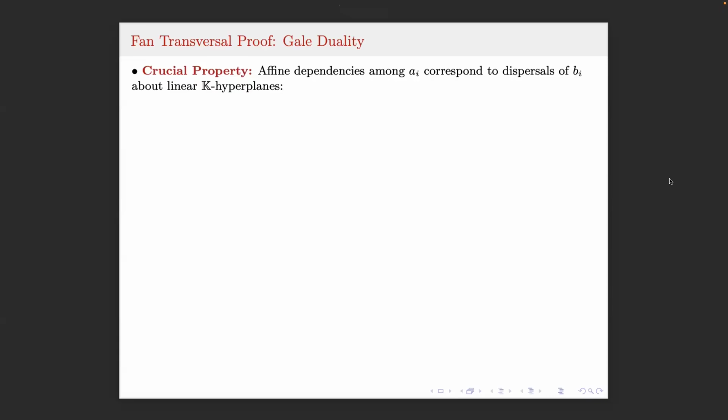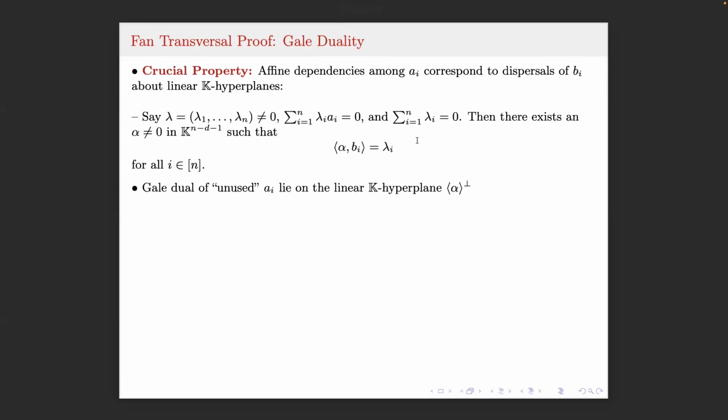So the crucial property that we use is that affine dependencies amongst the a_i correspond to what I'm going to call dispersals of their Gale transforms about linear hyperplanes. To put this a little bit more precisely, say that I have a non-zero n-tuple of lambdas, and I have my affine dependency here. Then the claim is that there's a non-zero vector alpha in K^(n-d-1), such that the inner product of alpha with the Gale dual b_i is precisely equal to this coefficient lambda_i.